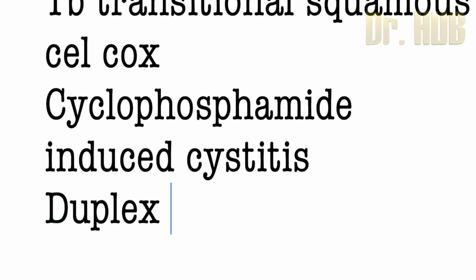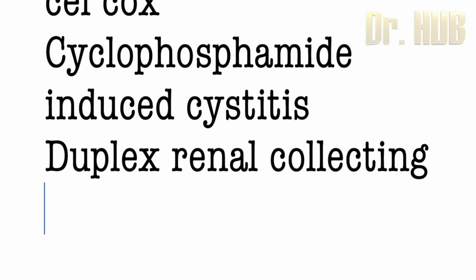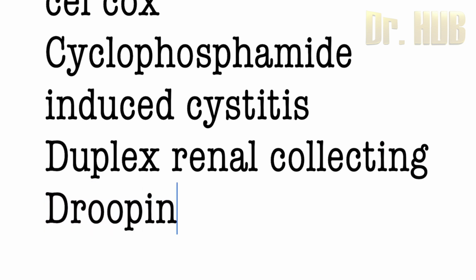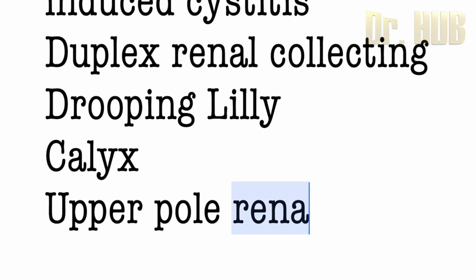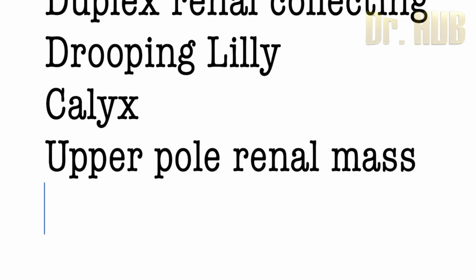Then we move on to the duplex renal collecting system. In case of the duplex renal collecting system or duplex ureter, there is a drooping lily sign. The drooping lily sign is a compression of the lower moiety of the calyx, and the differential diagnosis for the drooping lily sign is an upper pole renal mass or cyst.